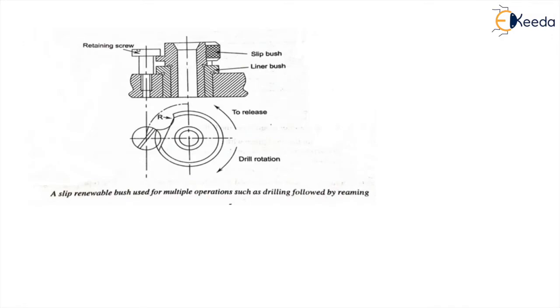Now there are also some renewable bushes, slip renewable bush, used for multiple operations such as drilling followed by the reaming operation. Okay, so this is the renewable type of bush. This is the retaining screw. This is the slip bush. This is the liner bush.